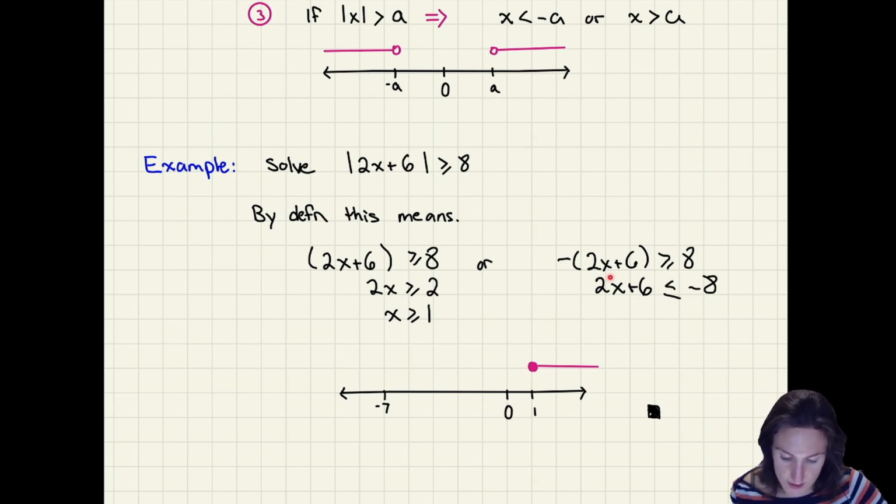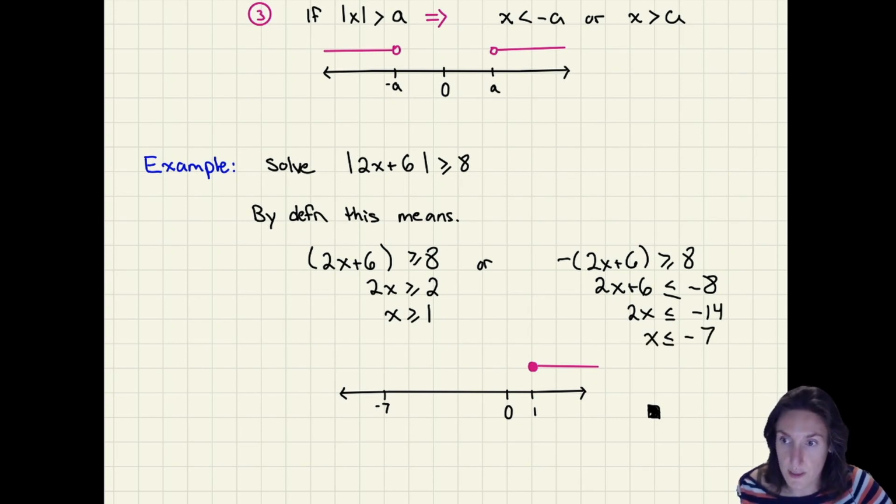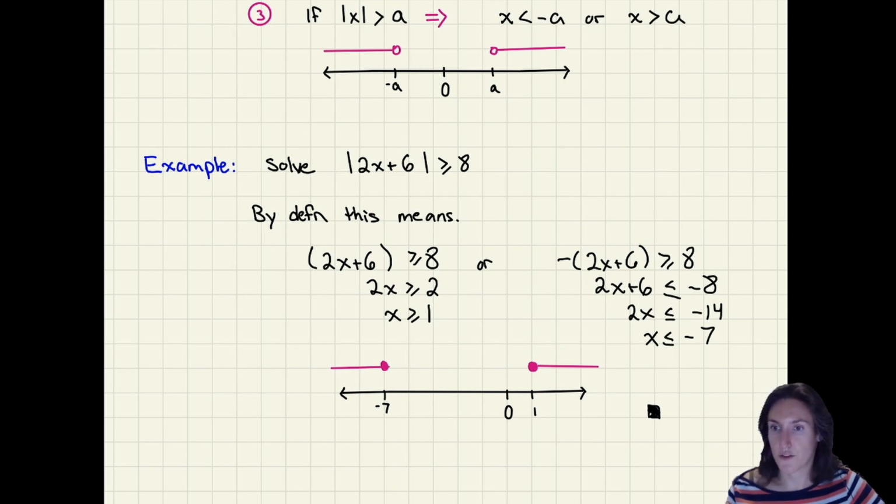And if we look at this case, our negative case, okay, I'm going to bring the 6 over again. So I'm going to have 2x is less than or equal to negative 14. Divide through by the 2, so I get x is less than or equal to negative 7. So for this part on the number line, I have negative 7, including that negative 7, and then everything less than that. So this is what it looks like on the number line. And then these are our solutions here.